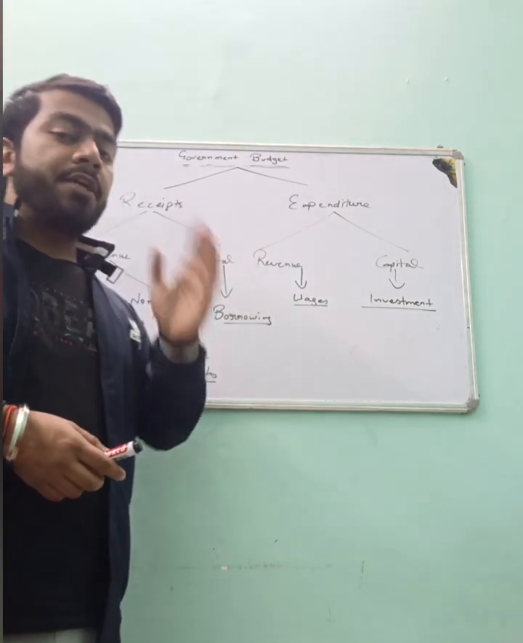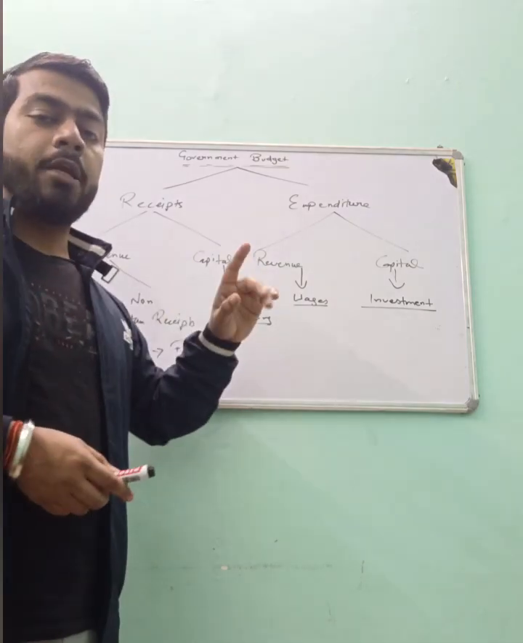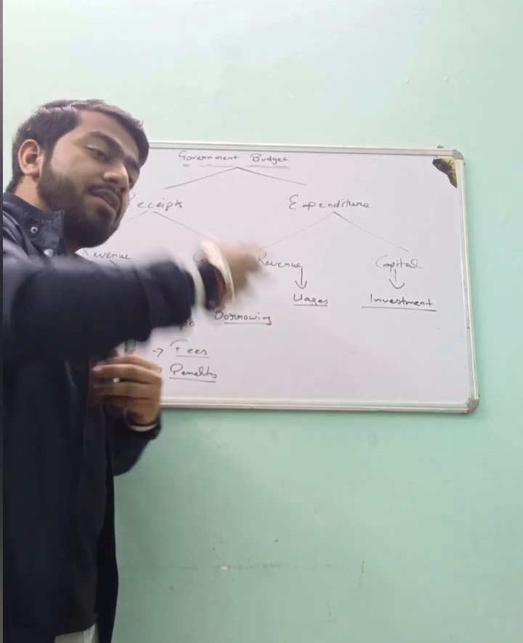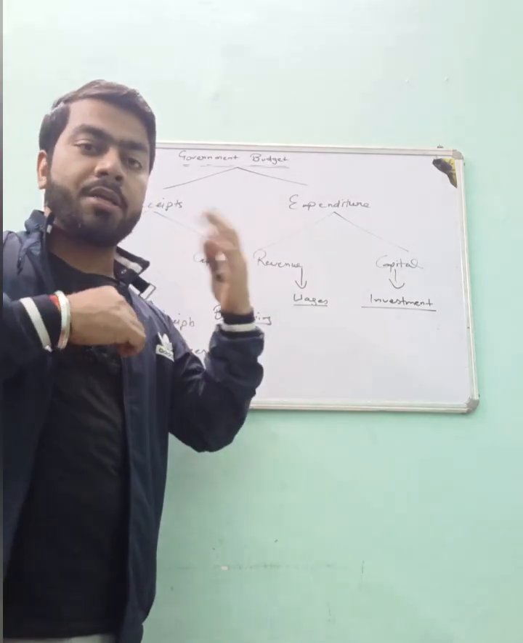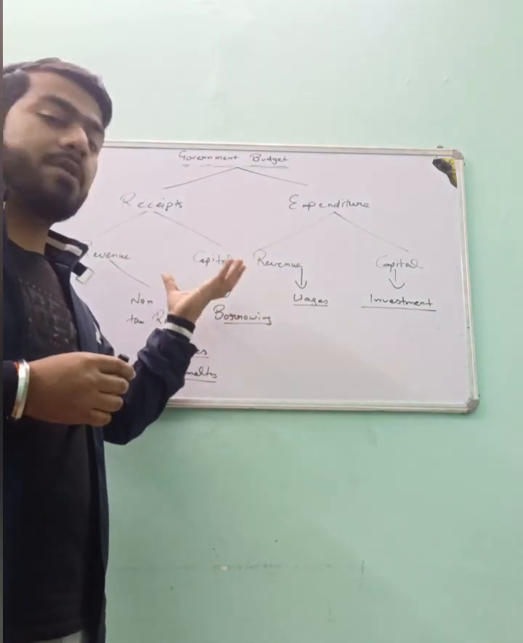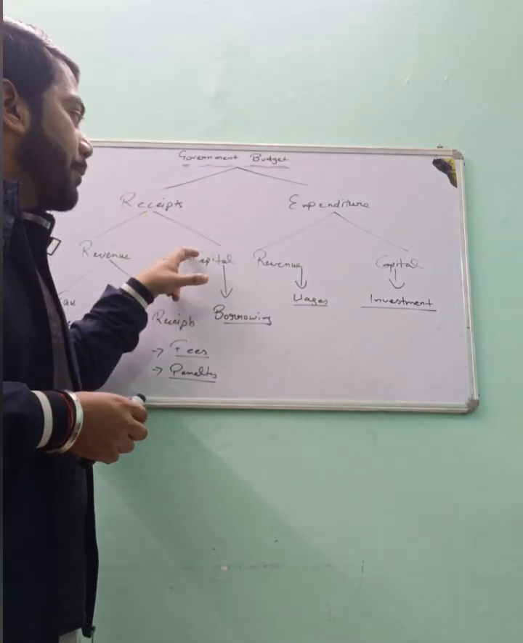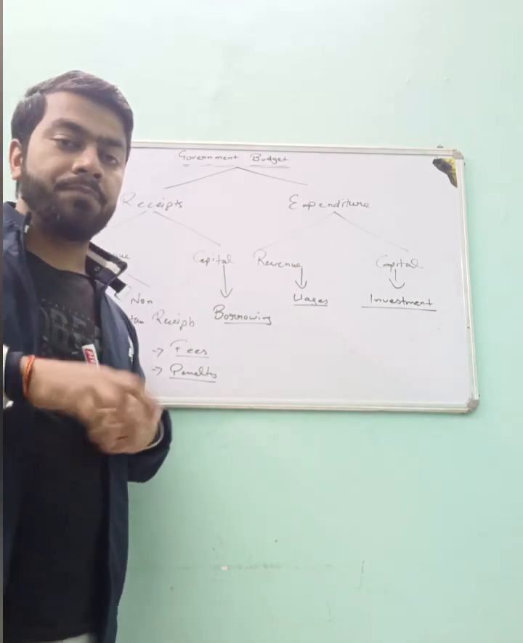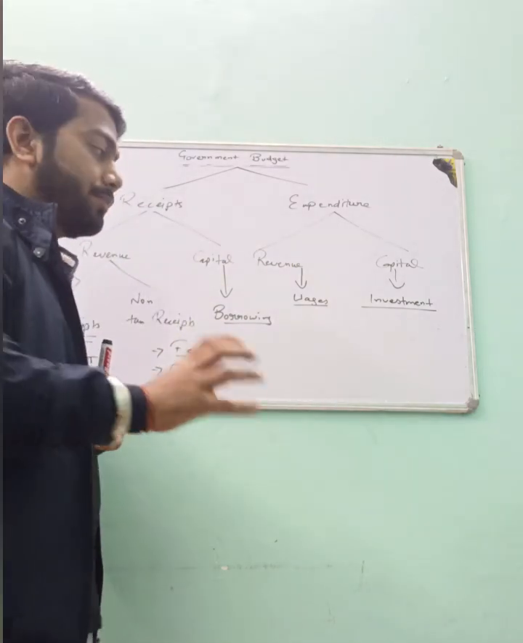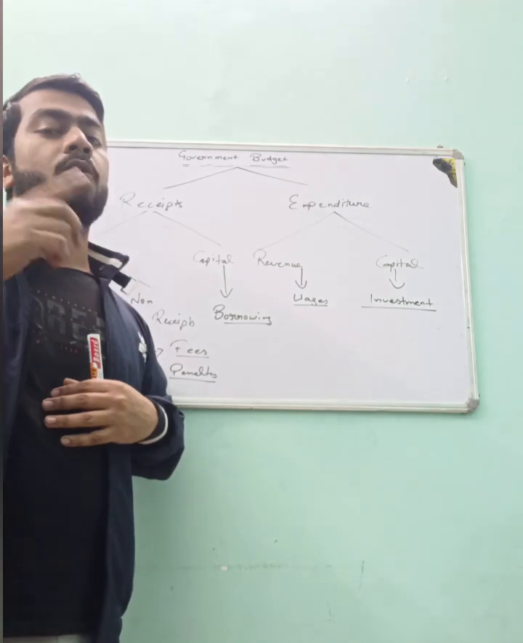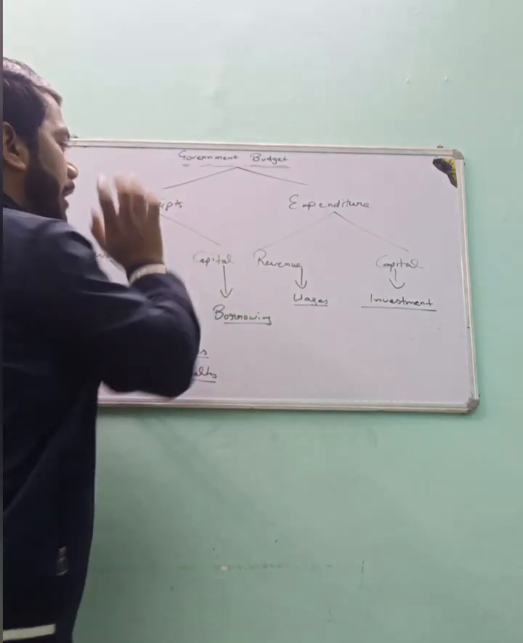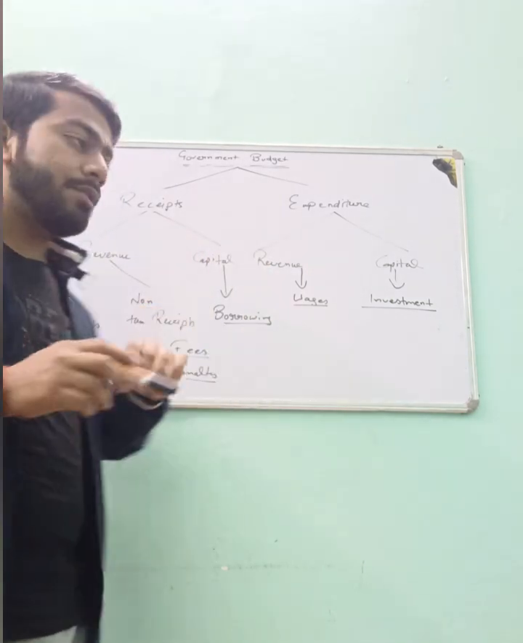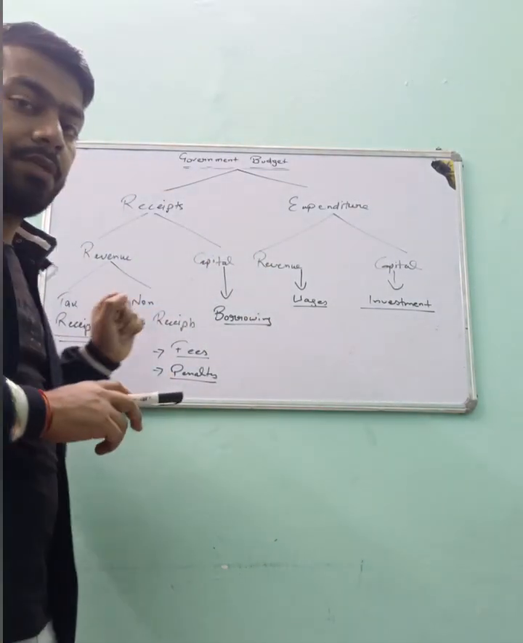If any transaction is affecting an asset or liability, then it will form part of capital nature. If we are receiving money, for example, we have sold our investments and received some money, then it will form part of capital receipts. So if we have received money and it has affected an asset or liability, then it will form part of capital receipt. But if it affected neither asset nor liabilities, then it will form part of revenue receipt.